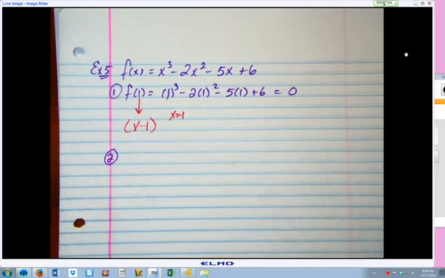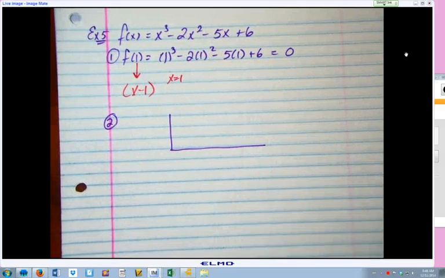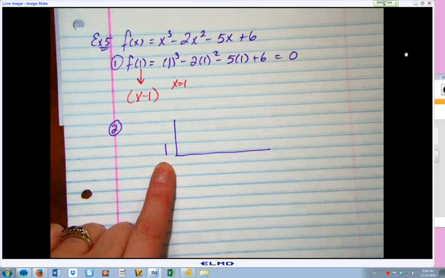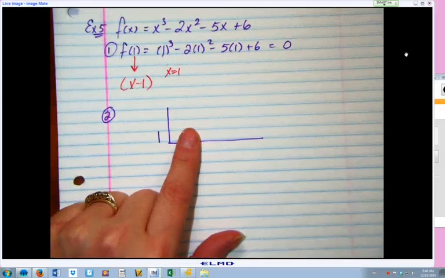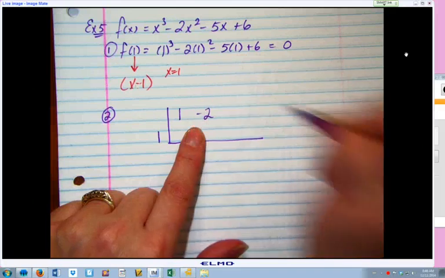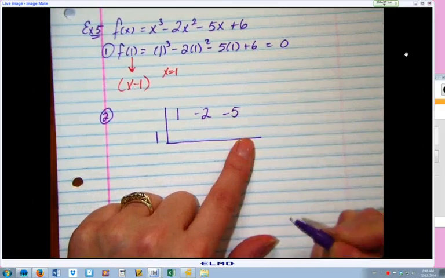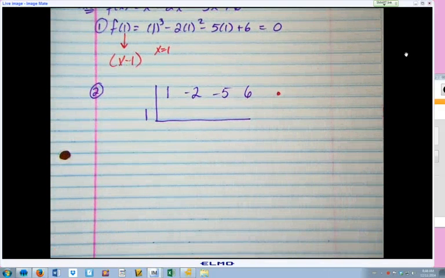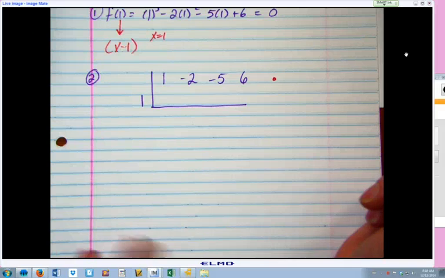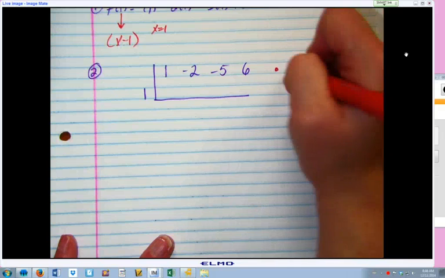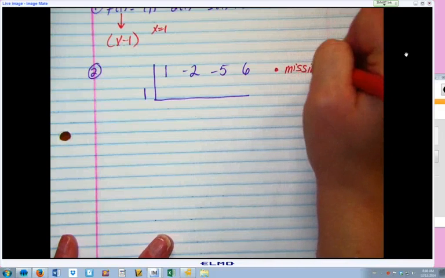Step number 2, once we've got one of the factors, we're going to use synthetic division to find the other. So upside down division sign. What goes on the outside? What goes on the inside? And I'm just going to grab my red pen. There's 2 things we always check at this point. What did we talk about on Friday? 2 things to watch for. Are we missing any terms? And what do we do if we are?